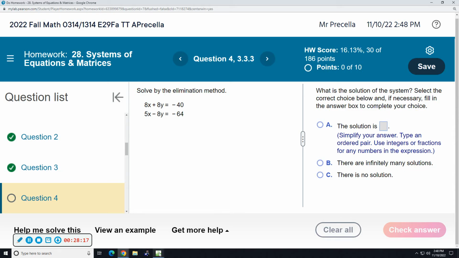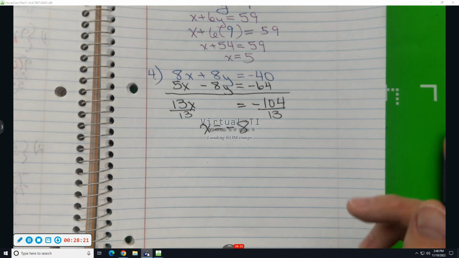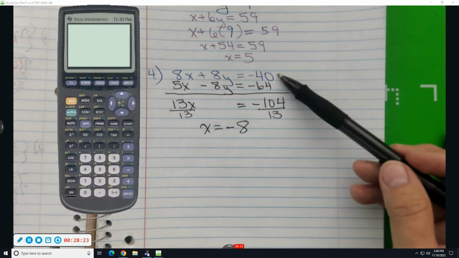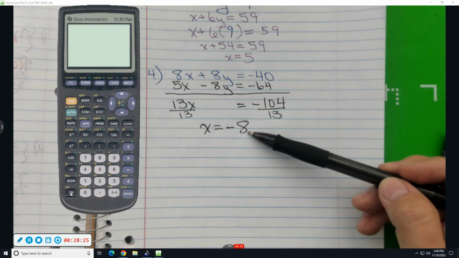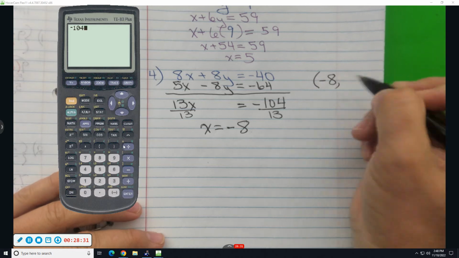So we know these two lines are going to intersect at an ordered pair where the x-coordinate is negative 8. I'm going to write that down. The x-coordinate is negative 8.